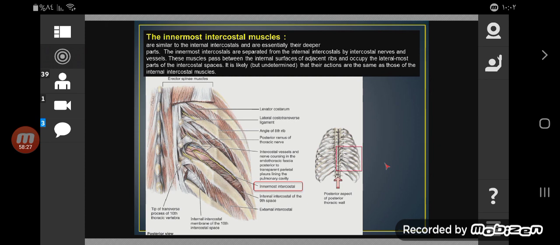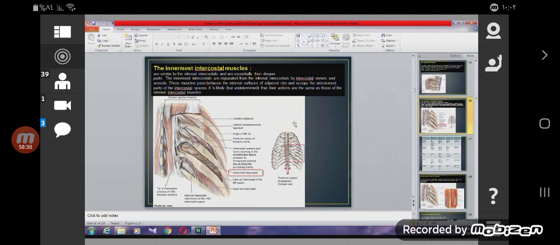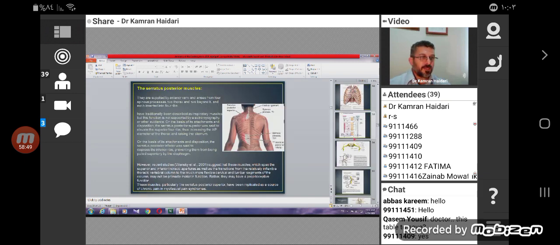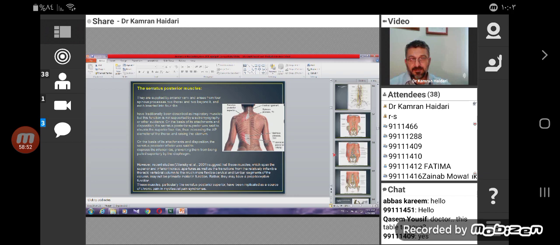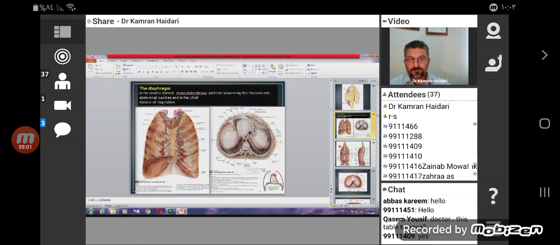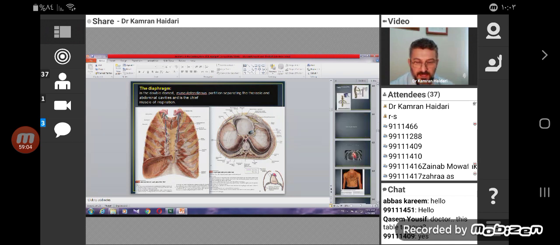Okay, I think that is enough for today, and in the next week, I will talk about remaining muscles like the diaphragm, and after that the sympathetic chain, sympathetic trunk, and the relevant nerves, and in the next session, I think that I can talk about the mediastinum.